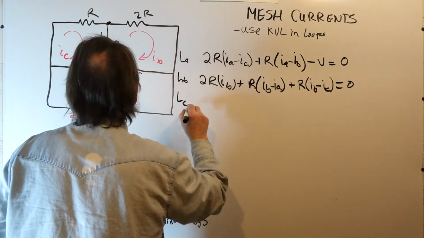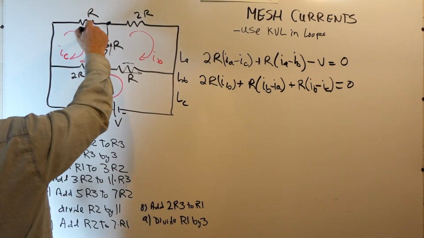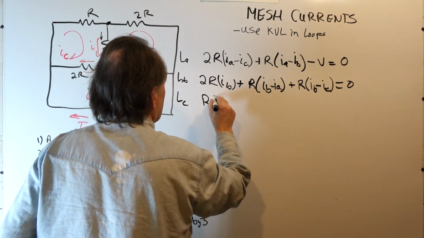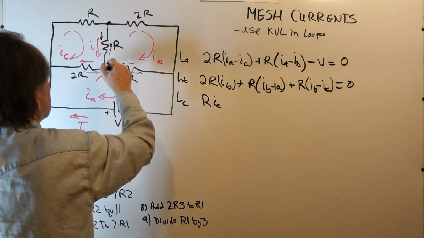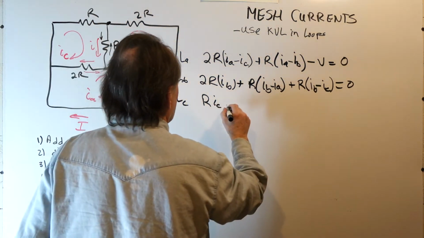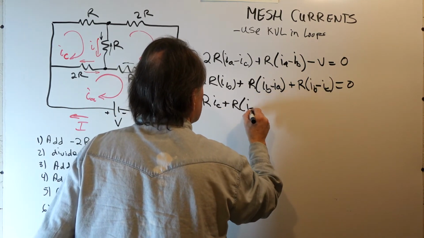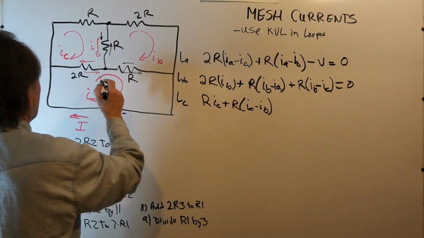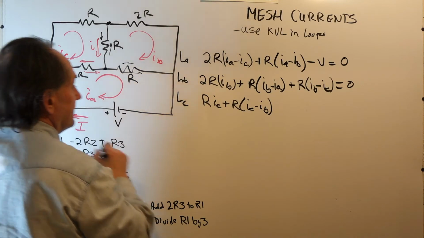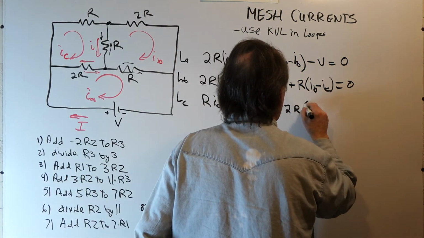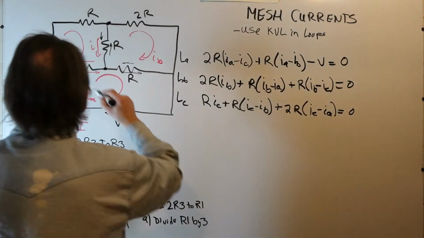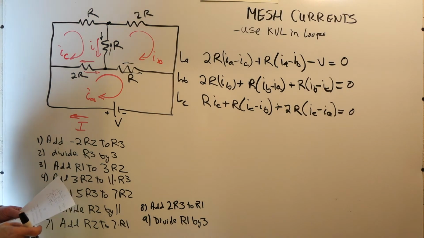Now in loop C, going around this loop, let's start at this resistor. IC is the only current flowing in R, so we have R times IC, and then IC is flowing in the bridge resistor, and IB is flowing against it, so we have plus R times (IC minus IB). And then we have IC minus IA flowing in the 2R resistor, so 2R times (IC minus IA). And there are no voltage sources in this loop, so that's also equal to 0.